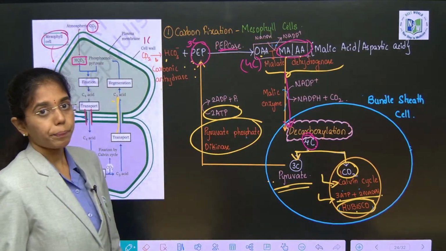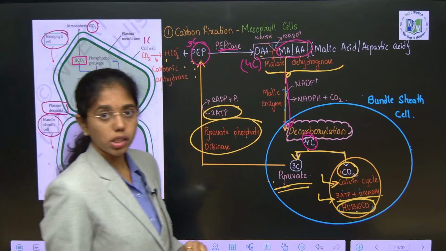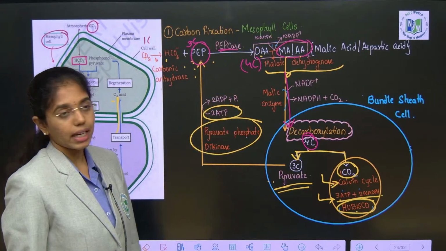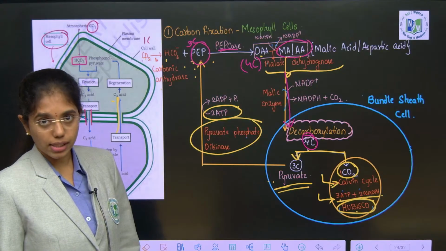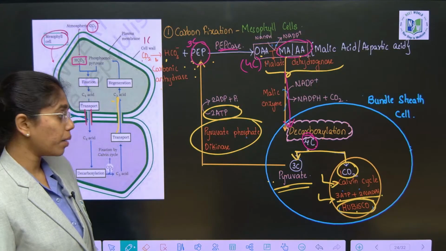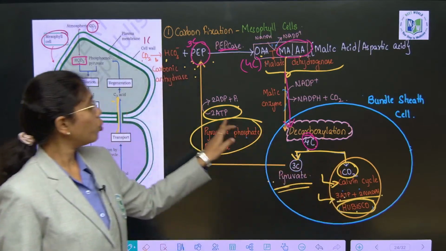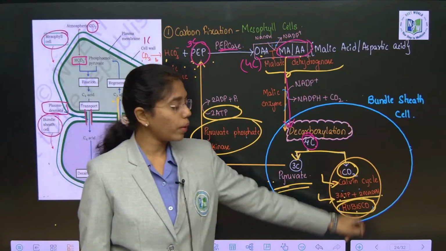2 ATP. So, if you see the whole cycle, there are 2 carboxylation reactions happening, one in the mesophyll cells and the second in the bundle sheath cells. So, for 1 carbon dioxide entering the cycle, how much ATP is consumed? 3 ATP in the Calvin cycle and 2 more ATP for the regeneration of phosphoenol pyruvate, and here 2 NADPH.